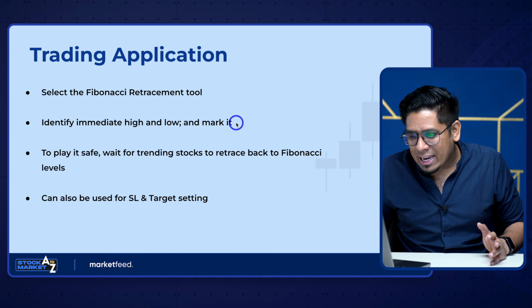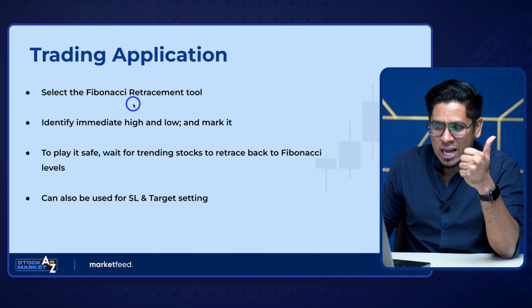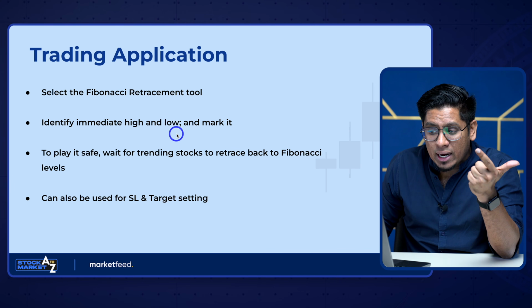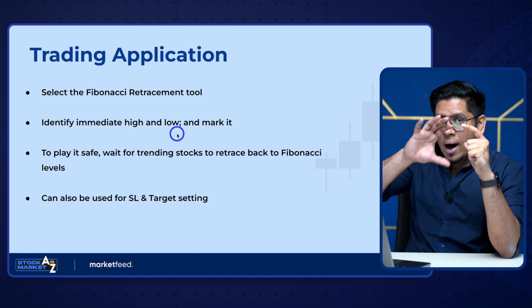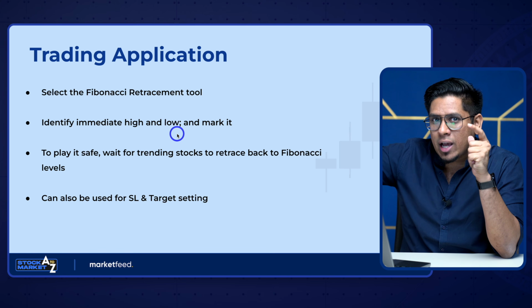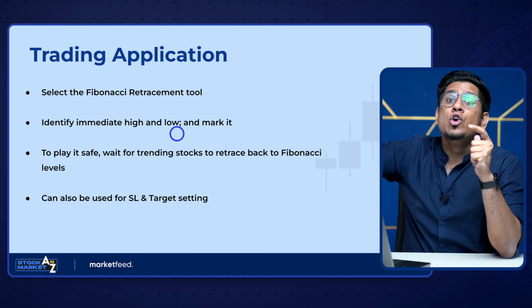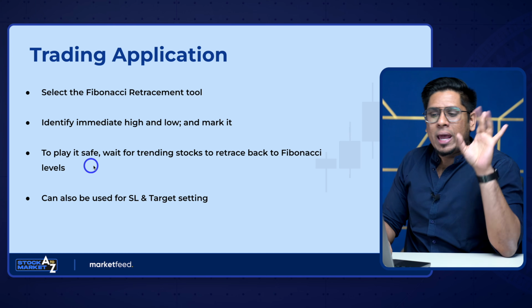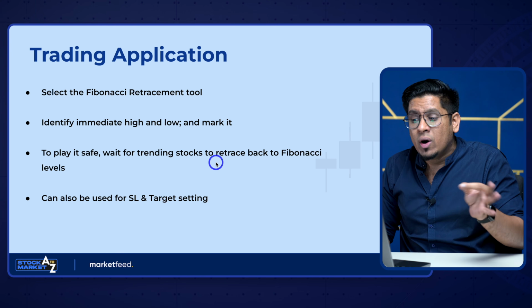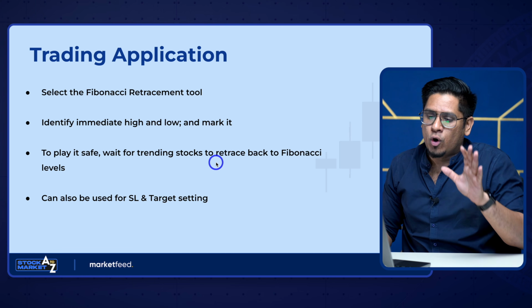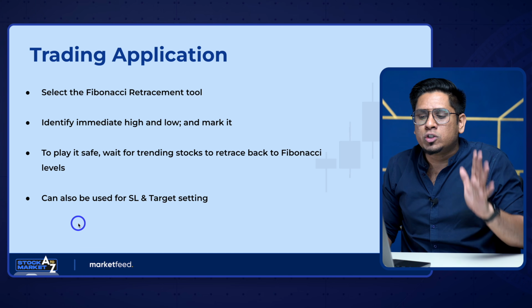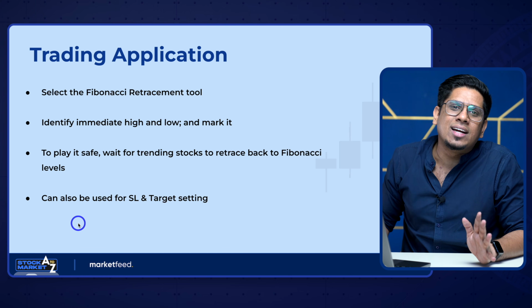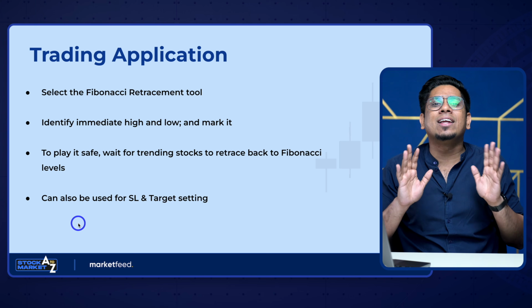So now I'm moving back into the presentation. Again, select the Fibonacci retracement tool, identify immediate high and low and mark it and extrapolate it into the coming days so that for the coming days, you already understand what are important support and resistance levels. So to play it safe, wait for trending stocks to retrace back to Fibonacci levels. You can always do that. And finally, it can also be used for SL and target setting. So that is that in today's class.